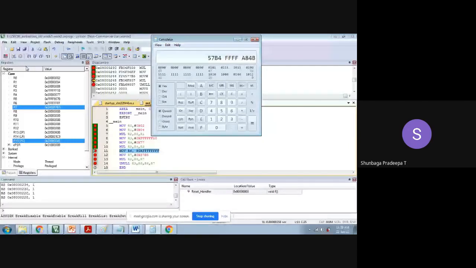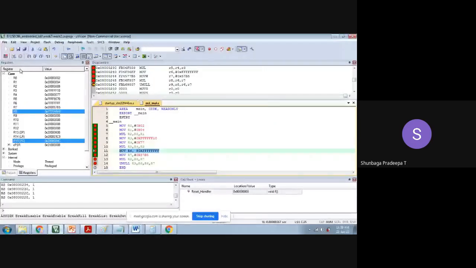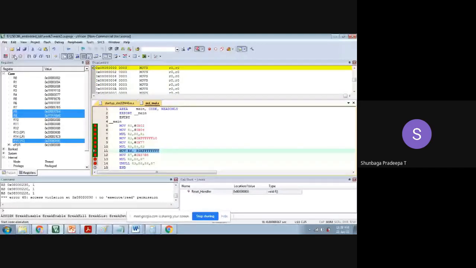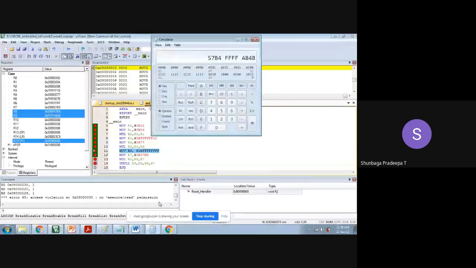So if you are using only the multiplication instruction, what happens? A8 4B is loaded in the R9 register, and the R8 register is loaded with 57B4, which means that your LSB 32 is loaded in R9 and R8 is loaded with your MSB bits. Okay.